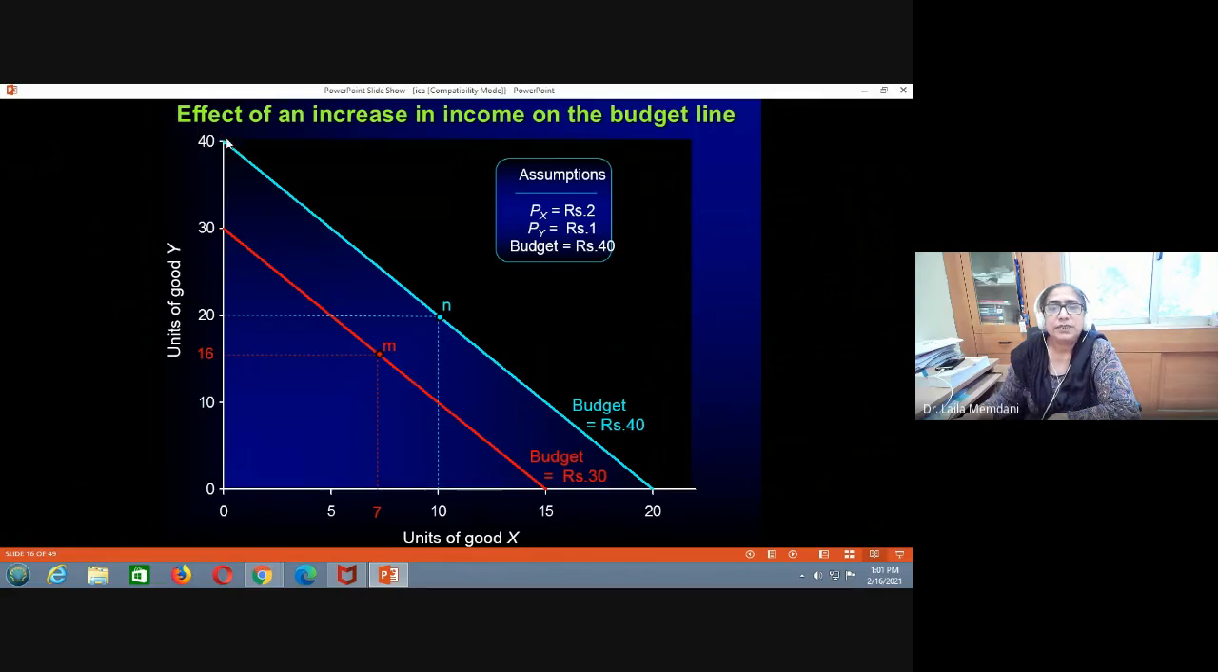Now we join both these points. We get the new budget line. This is with the increase in income of the consumer. So when there is an increase in income of the consumer, the budget line shifts upwards. It is parallel to the old budget line. The new budget line is shown with the blue color in the diagram. The old is with the red color. Both the lines are parallel to each other.